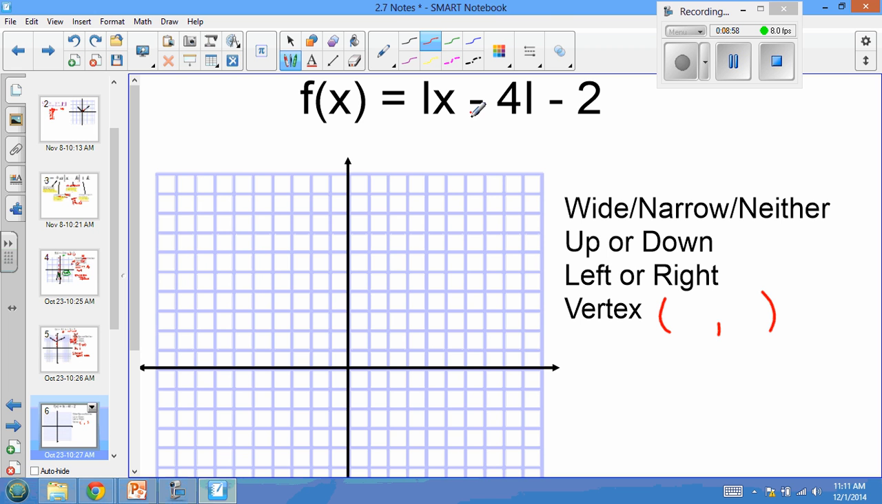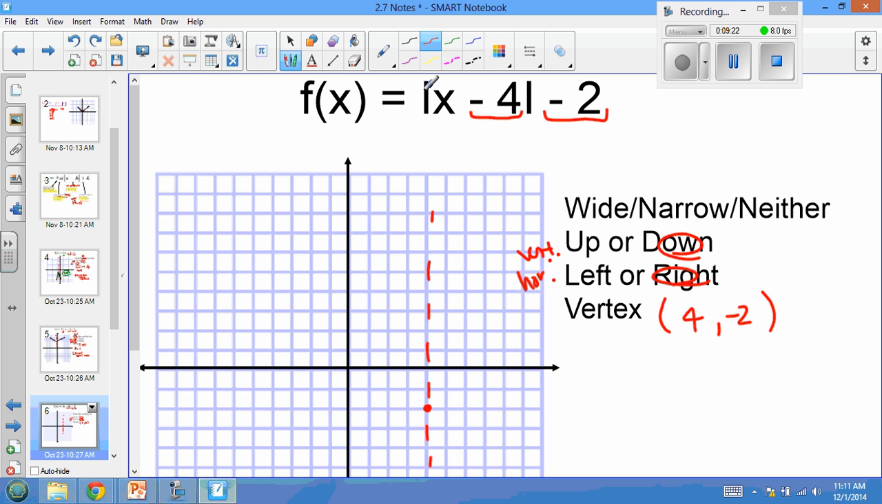Okay, so my vertex, remember you want to use the opposite. So 4, outside stays the same. Draw your line of symmetry. Again, you don't have to draw the line of symmetry. Some of you, it may help. So my horizontal shift, I went right. And vertical shift, I went down.